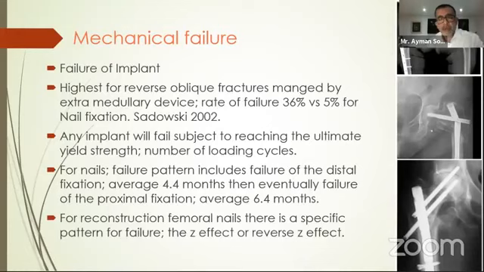What about failure of the implant? Again, I'll say it again, most researchers would agree that extramedullary implants in subtrochanteric fractures have a high rate of failure. It doesn't matter how strong your implants are. Any implant with a sufficient number of cycles of loading will fail if the fracture doesn't heal.